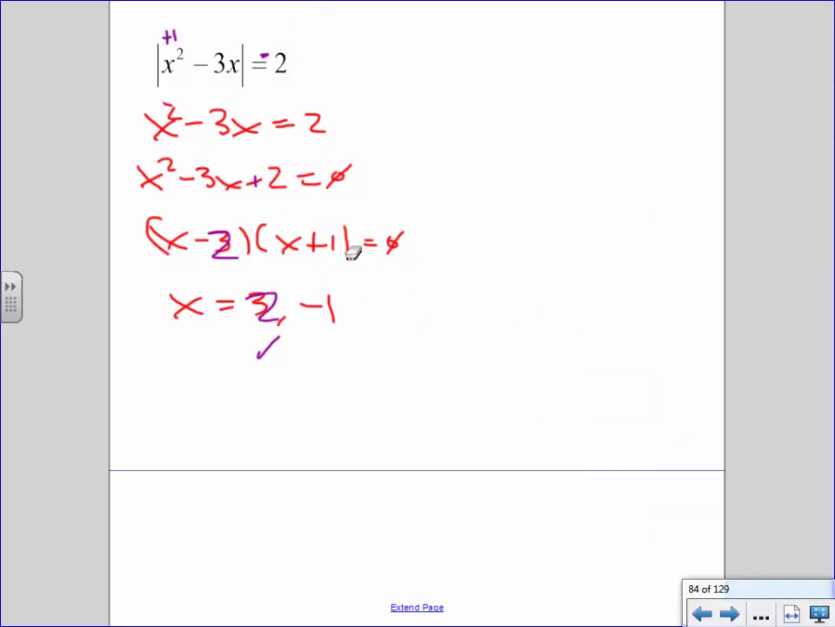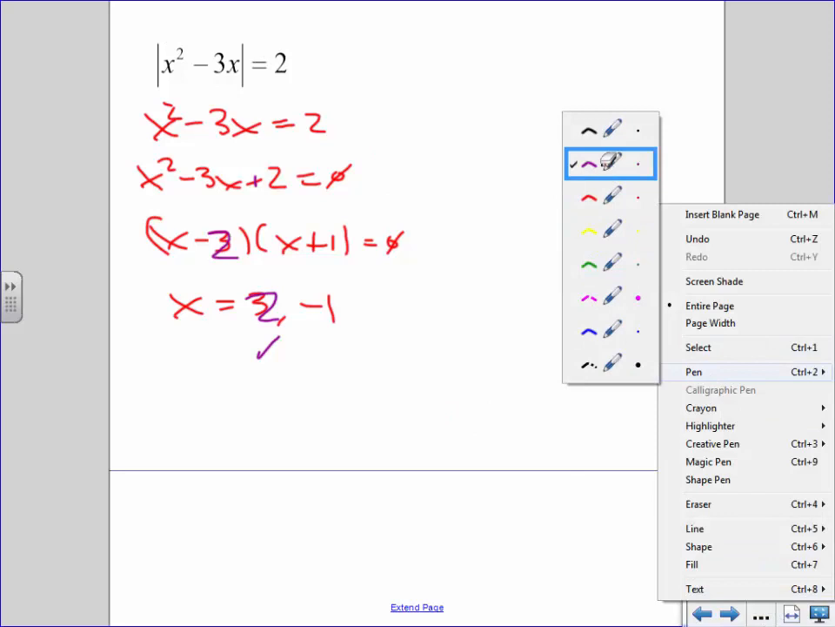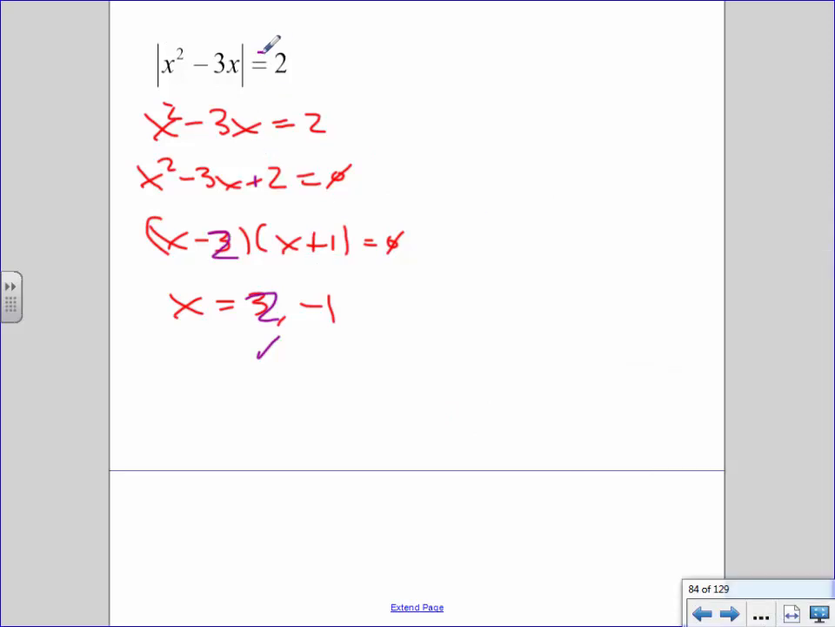Shoot. Now I really screwed things up. I thought I was being clever. Okay, make that a minus 2. Make that a minus 2. Make that a plus 2. Make that a minus 2. There we go. A minus 1. Which makes that a plus 1.